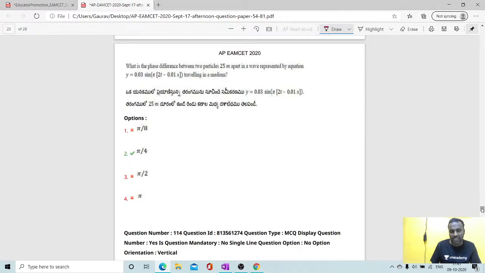Okay, students, very nice question over here. What is the phase difference between the two particles 25 meters apart in a wave represented by the equation? So this is the wave equation. The standard equation, students, is A sin(ωt − kx), we can say.